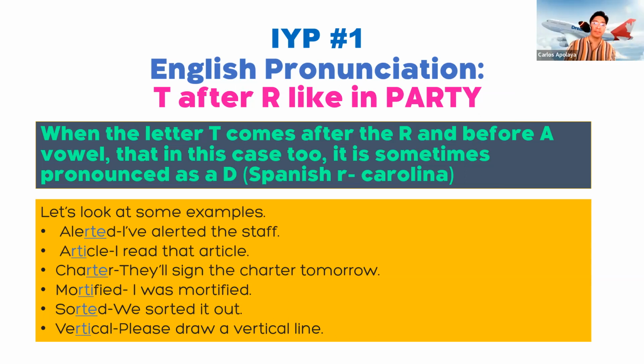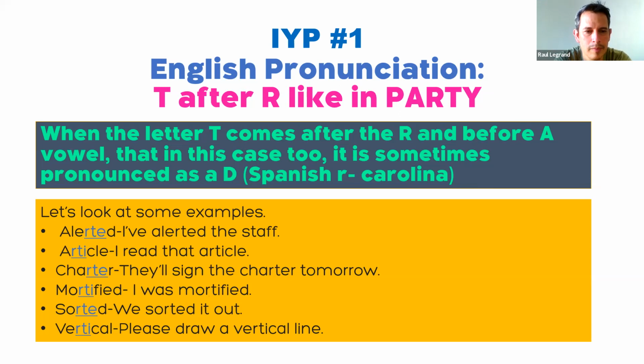Next. Sorted. We sorted it out. Almost perfect. You drop the T. Sorted. The second D is between two vowel sounds. We've sorted it out. You know the reason, right? You drop this one, and this is like an R, and this is like an R. Sorted it out.